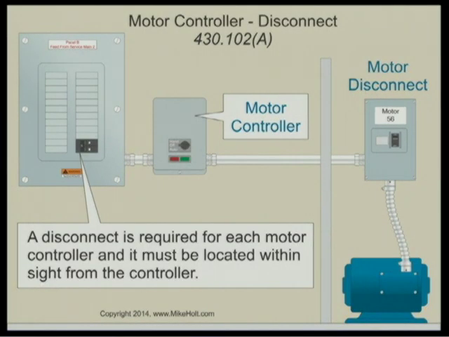430.102 disconnect requirements, going to go very quickly. You need to have a disconnect for the motor, and you need to have a disconnect for the controller. And the disconnect for the motor must be within sight of the motor, and the disconnect for the controller must be within sight of the controller.